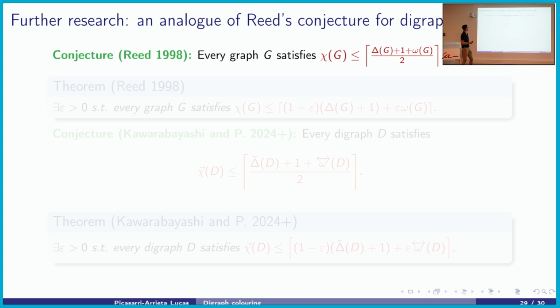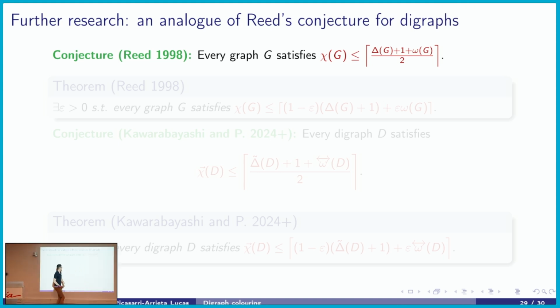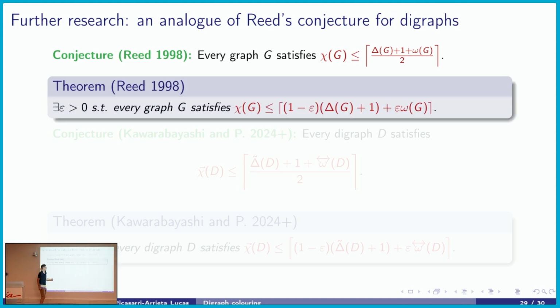And the second further research direction I would like to mention is related to a famous conjecture of Bruce Reed, which says that for every graph, the chromatic number is at most the average between the maximum degree plus 1 and the clique number. And this is open, and we just know it for small values of epsilon. So we know that for some epsilon, the chromatic number is always at most 1 minus epsilon times delta plus 1 plus epsilon times the clique number.